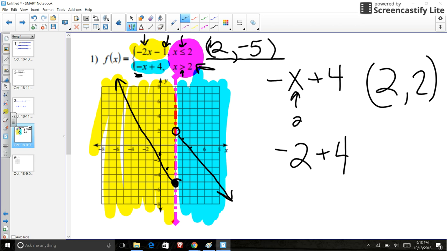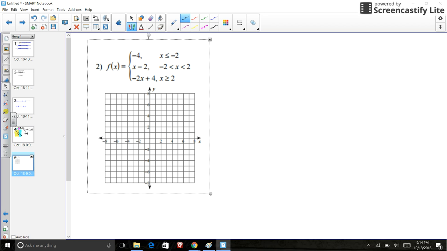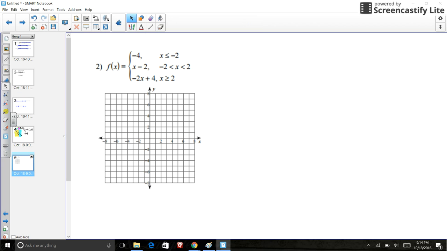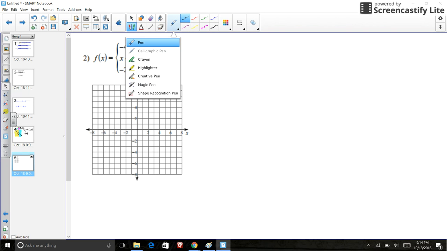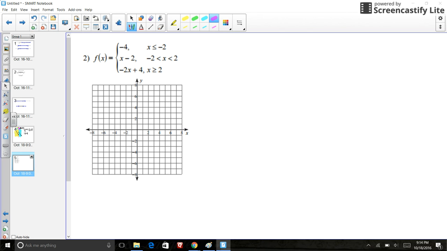All right, let's try another one. I will speak more slowly so that I don't mess up my words. Holy cow, there's 3 things going on in this one. All right, do you see that there's some dividing lines in this one? Hopefully you see that you've got a dividing line at -2 and a dividing line at +2.